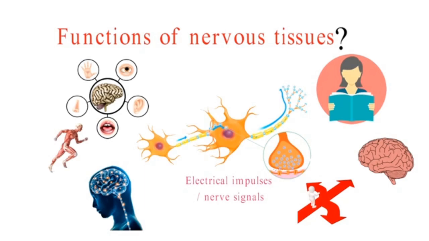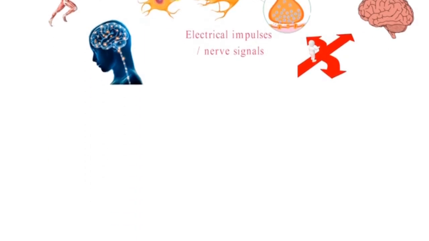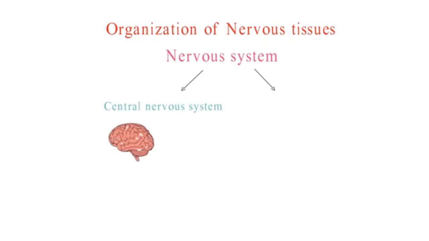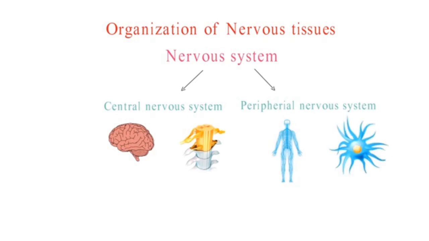To better understand how nervous tissue works, we need to talk about its organization. The nervous system is divided into 2 main parts: the central nervous system, which includes the brain and spinal cord, and the peripheral nervous system, encompassing all other nerves and ganglia.